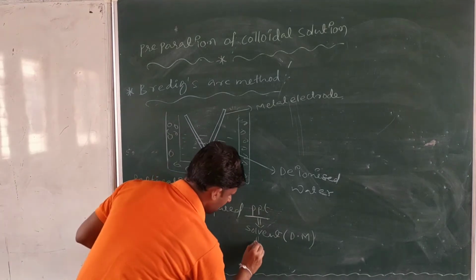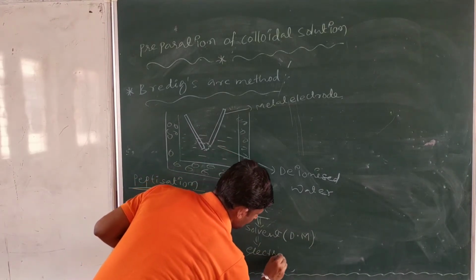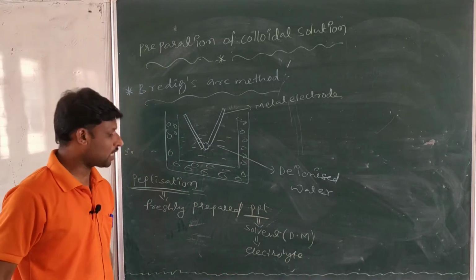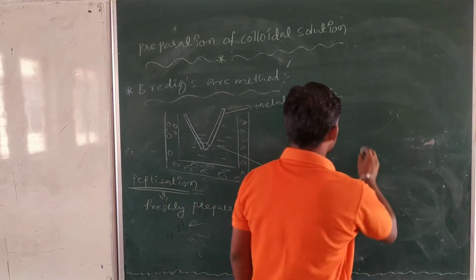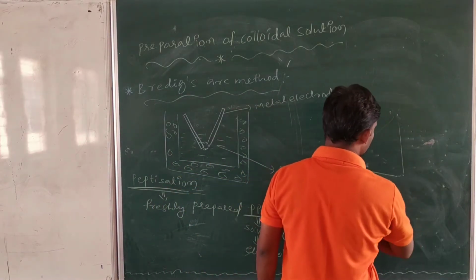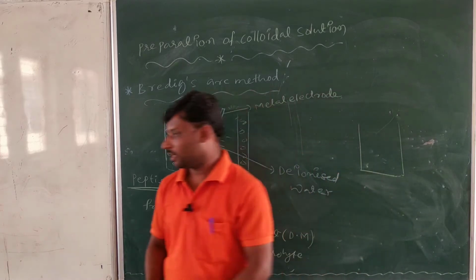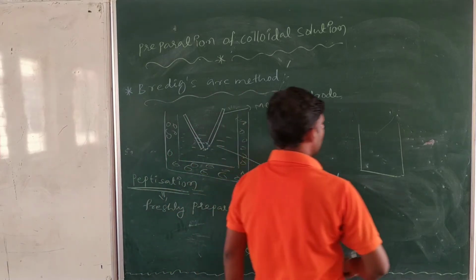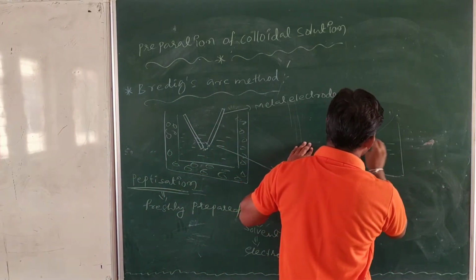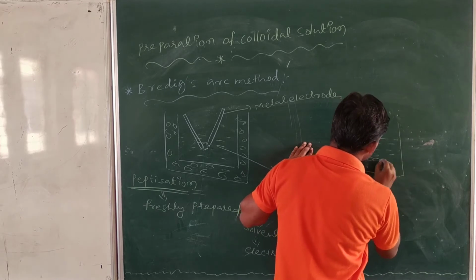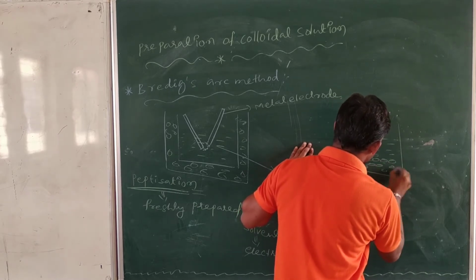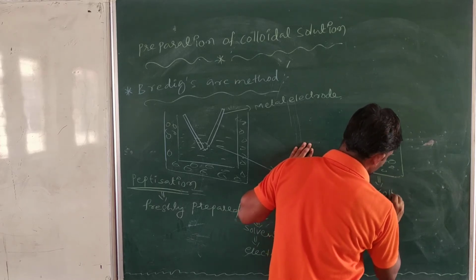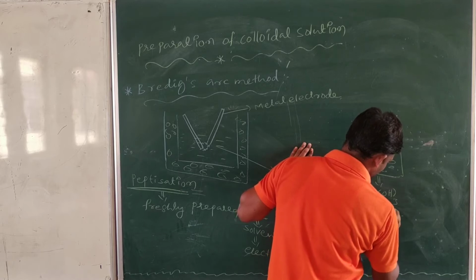When I am treating with solvent or dispersion medium, I am using a little bit of electrolyte also. Why? Because this electrolyte and this PPT have common ions. Suppose I want to prepare FeOH3, or iron salt. For example, I am taking one solution in which FeOH3 is already formed, FeOH3 PPT is there.